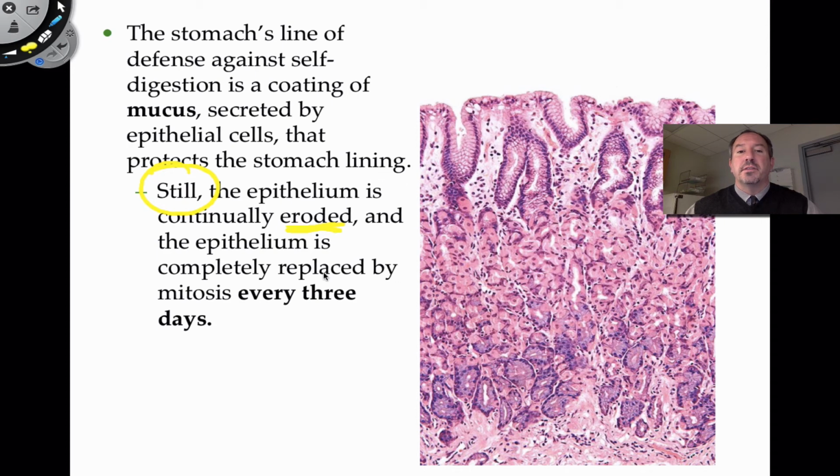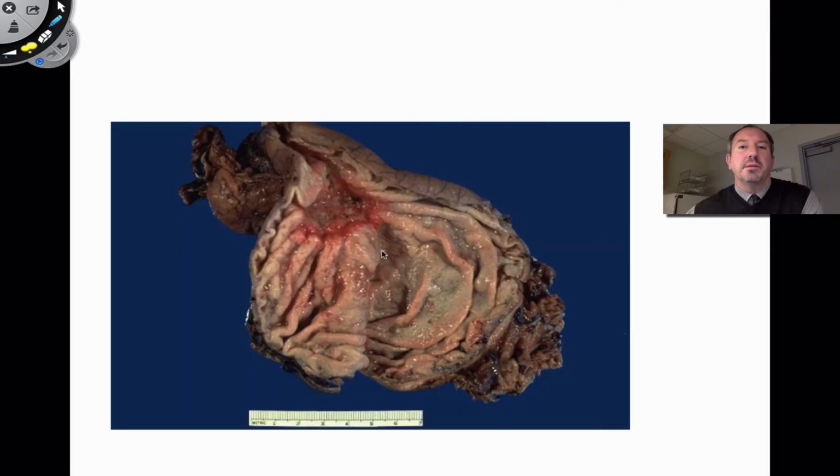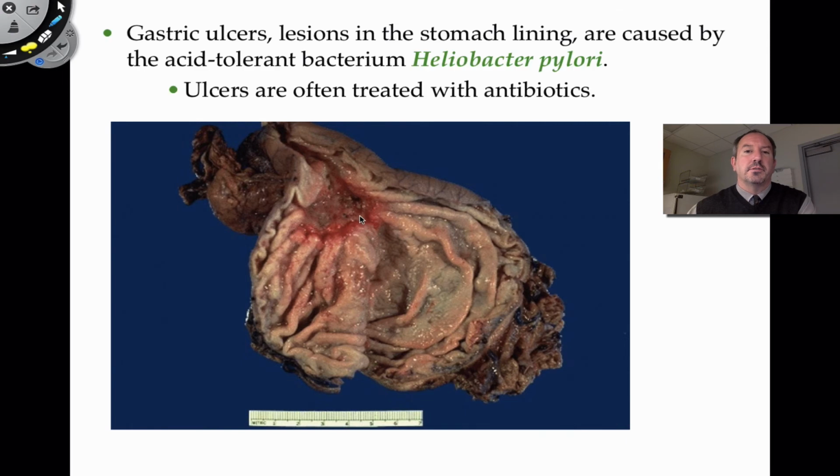And so how about this? The rate of mitosis is such that every 3 days the mucosal layer is replaced by new cells. So that's pretty rapid. And so there can be more damage done. And so take a look at this. This is a picture, again, of a dissected stomach, and you can see this irritation here is referred to as an ulcer.